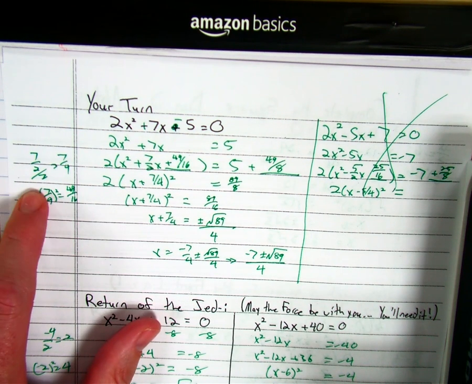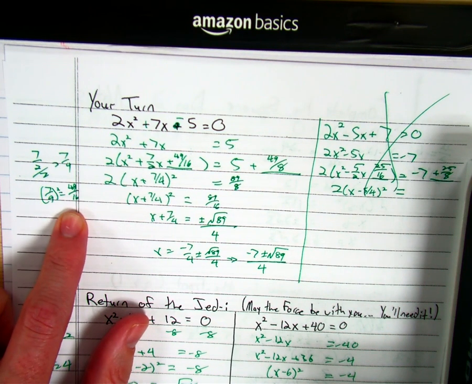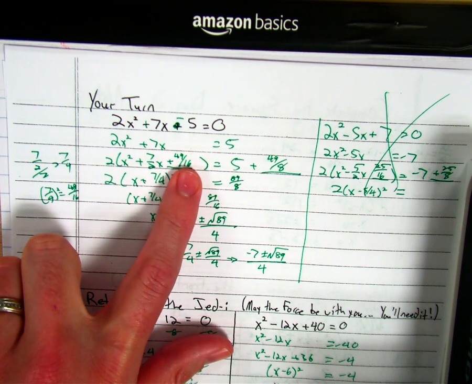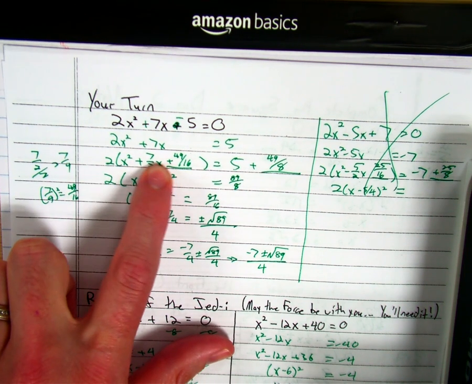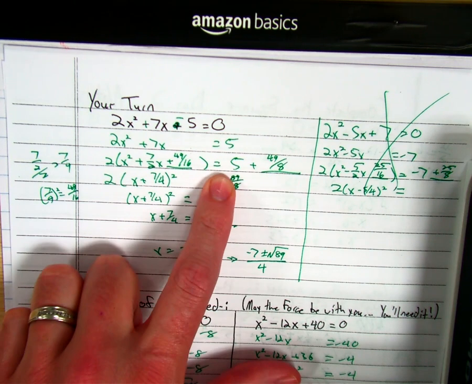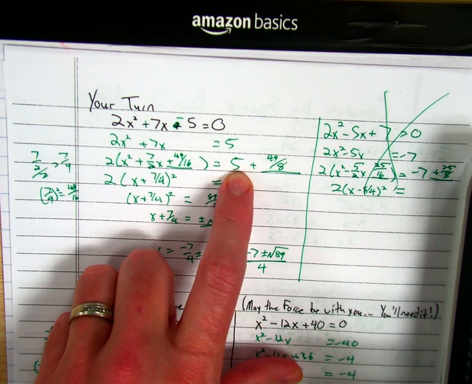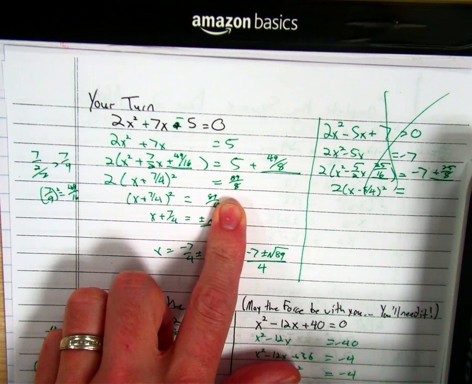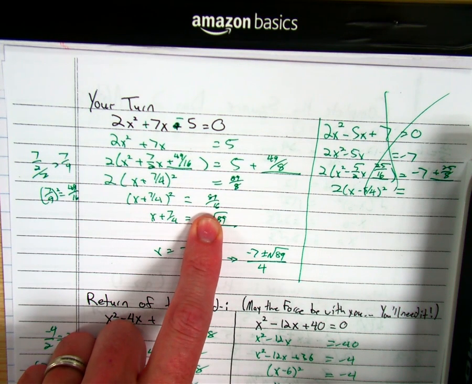So we're going to cut that in half. 7 halves cut in half is 7 fourths. 7 fourths squared is 49 sixteenths. So I added 49 sixteenths here. But remember, it's not 49 sixteenths, it's 49 sixteenths times 2, which is 49 eighths. Now this time this 5 is positive, so when I add 49 eighths plus 5, which would be 40 eighths, we have 89 eighths. Okay, divide by that 2, now we have 89 over 16.